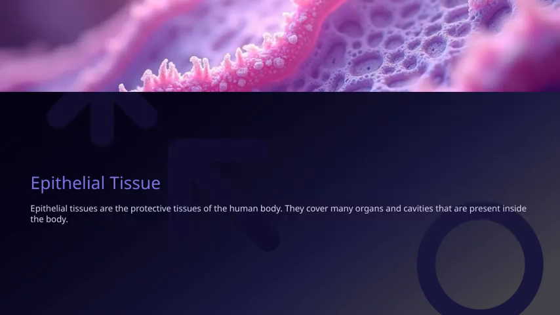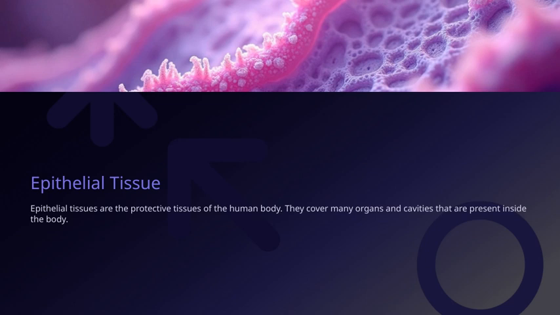All right, let's talk about epithelial tissue. These tissues are essentially the body's protective shield. They cover many of our organs and line the cavities inside the body, serving as a vital barrier. Their primary role is to protect underlying tissues from damage, pathogens, and dehydration. You can think of them as a tightly packed, protective layer that keeps everything safe and functioning properly.